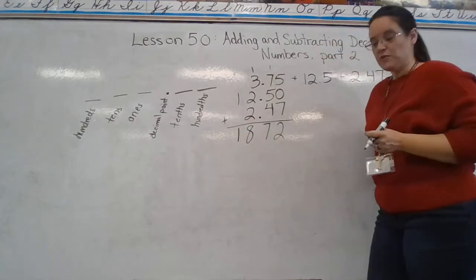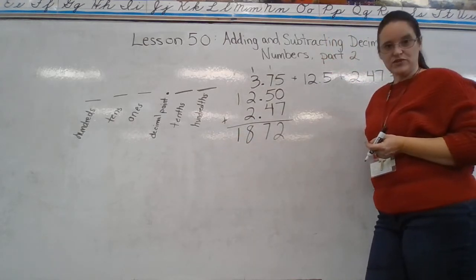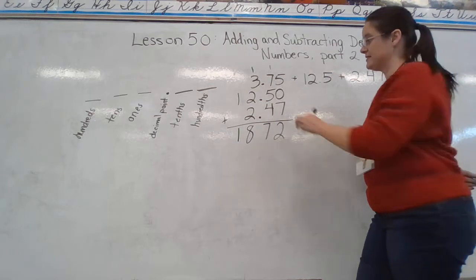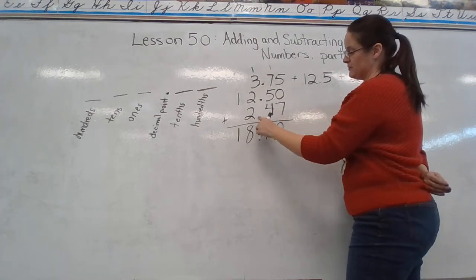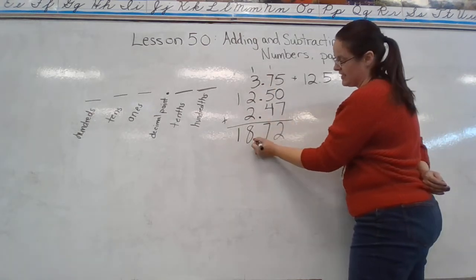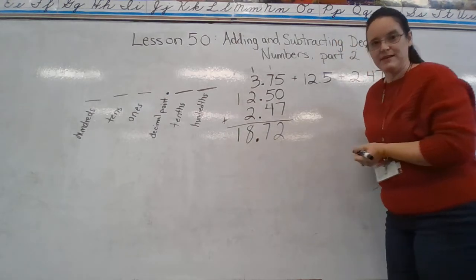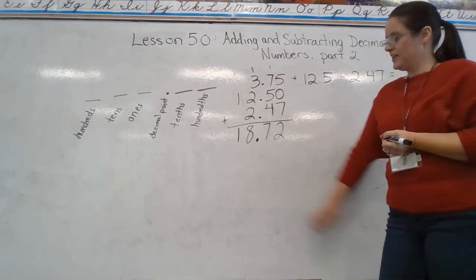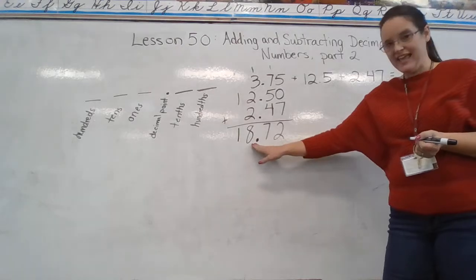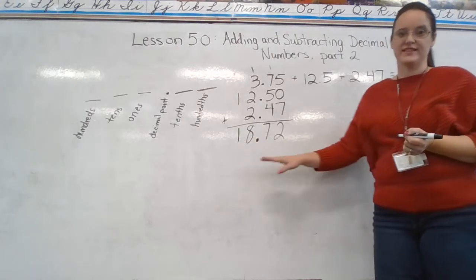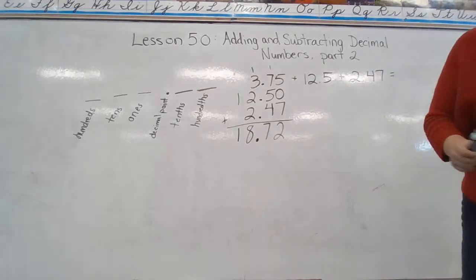Now, is my answer 1,872? Absolutely not. Decimal point, decimal point, decimal point. I need a decimal point in my answer as well. So 18 and 72/100 would be our first answer.